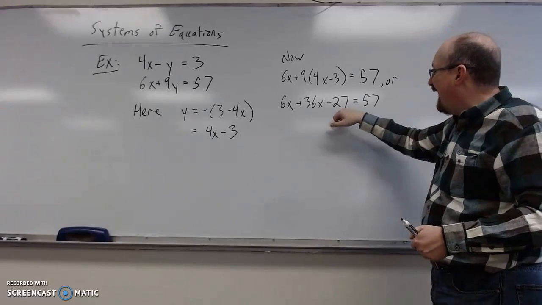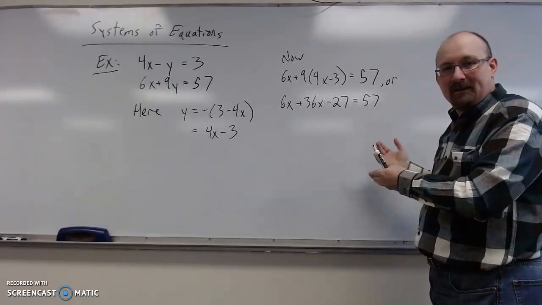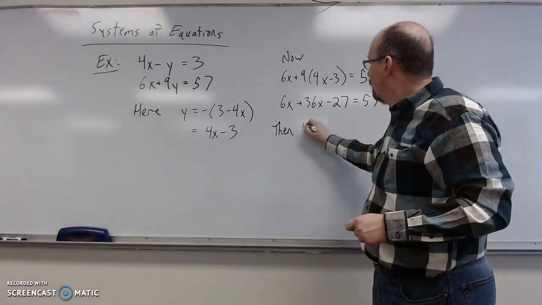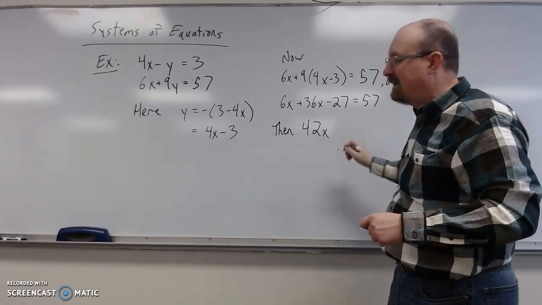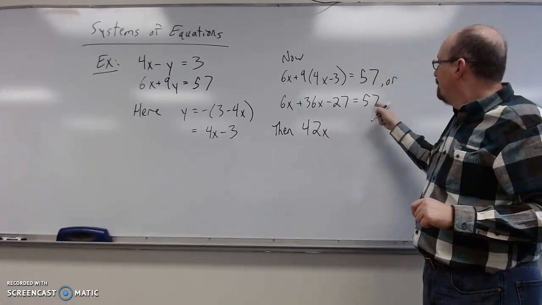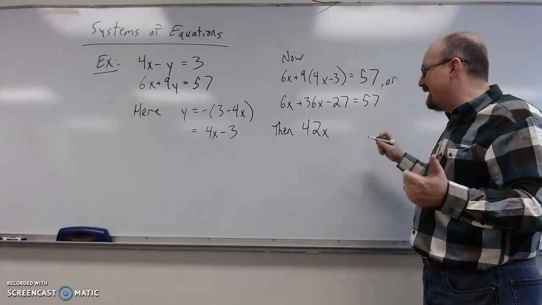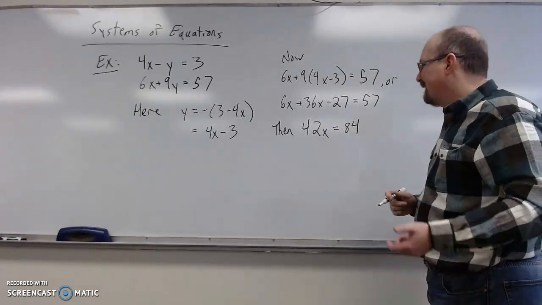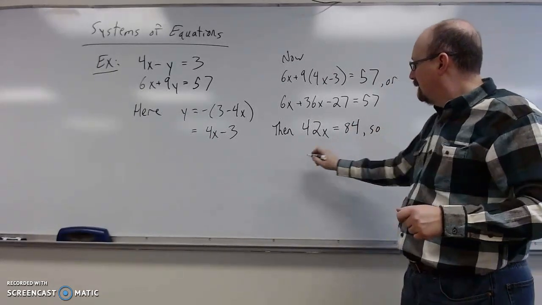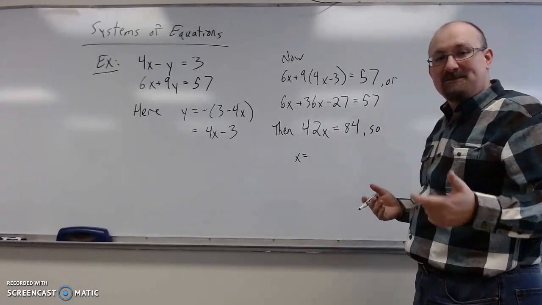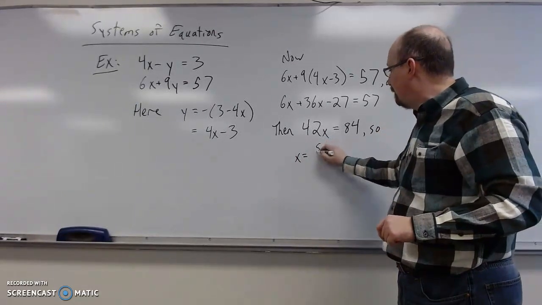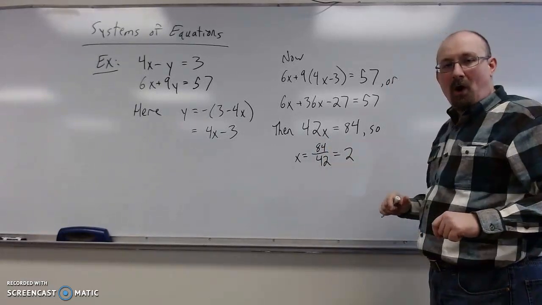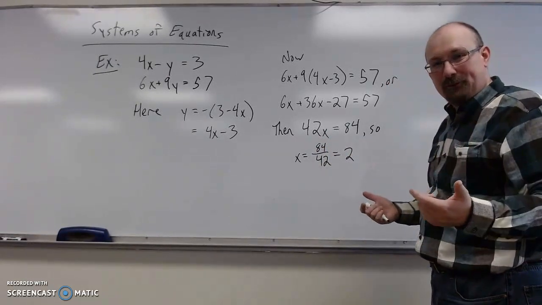We can also get the x stuff by itself by adding 27 over to the other side. So we said 6x plus 36x is 42x. 57, when we add over the 27, if I'm doing my arithmetic right, that gives me 84. And now from here, we just need to divide both sides by 42, and we've got x by itself. 84 divided by 42, and lo and behold, our x value is 2.